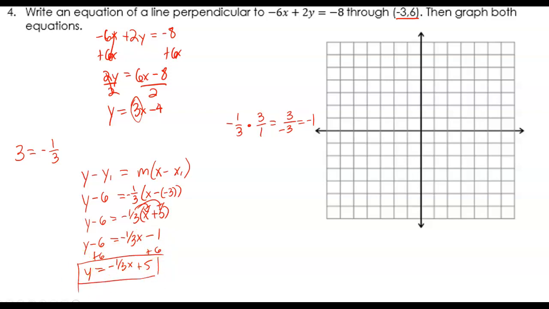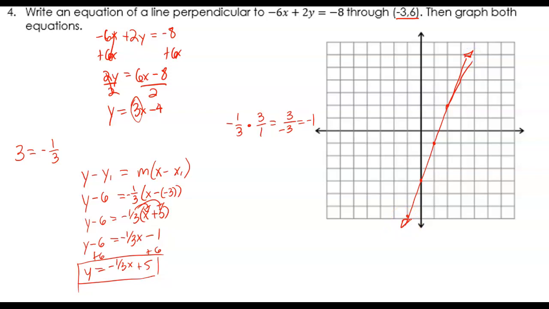So let's graph our first line. We have y equals 3x minus 4. I'm going to go down 4. 1, 2, 3, 4. Then we go up 3. 1, 2, 3, and over 1. There's my line. Oop, kind of trailed off there at the end. There we go.